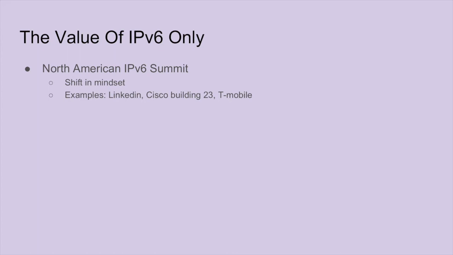Cisco, which is my employer, is one. We did an experiment. We said, this summer, this building's going to be V6 only. What can we learn from there? Which was an interesting experience because we figured out what breaks, what doesn't, what we need to work on, and it's just going to keep growing from there.